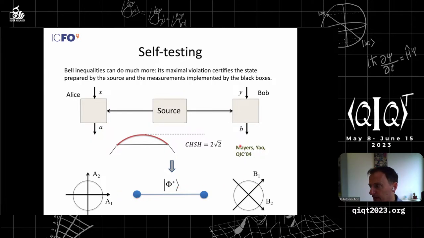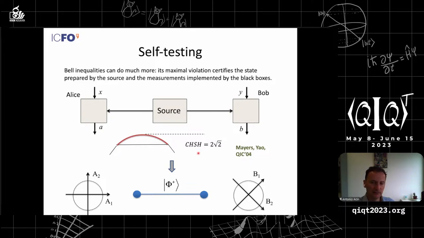But Mayers and Yao introduced the concept of self-testing, and they did self-testing of the maximally entangled state through another Bell inequality. Basically, self-testing means that you design a Bell-type experiment that certifies that the state produced by the source is the given target state, and then you self-test that given state. So CHSH equal to 2 square root of 2 self-tests the presence of the maximally entangled state of 2 qubits in the source without making any assumption about anything. You're not saying that these are 2-qubit states, but it follows from the Bell violation.